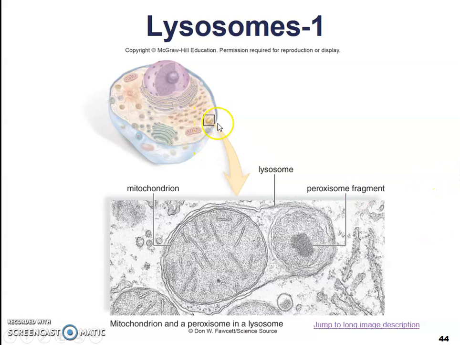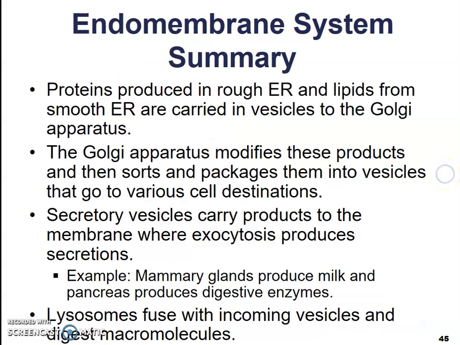Okay, right here we're going to blow it up. Here is the lysosome, and it has engulfed this mitochondria that is no longer functioning correctly, and a peroxisome. Okay, and it is going to digest these two structures, break them down into smaller pieces so that they can be used again in the cell.